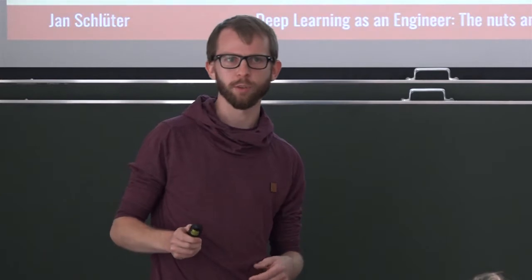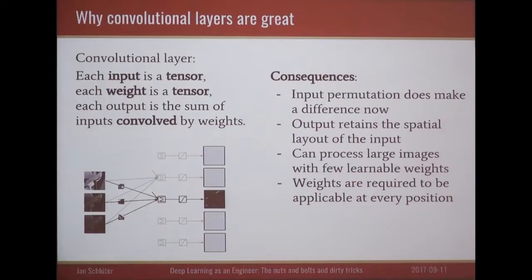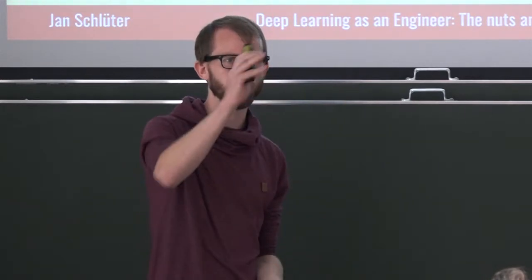Now what's the consequence of using this instead of a dense layer? Since each output now only depends on a small local part of the input, it does make a difference whether you permute the input pixels. And also the output still retains the spatial layout of the input, so this means you can stack these kinds of layers.